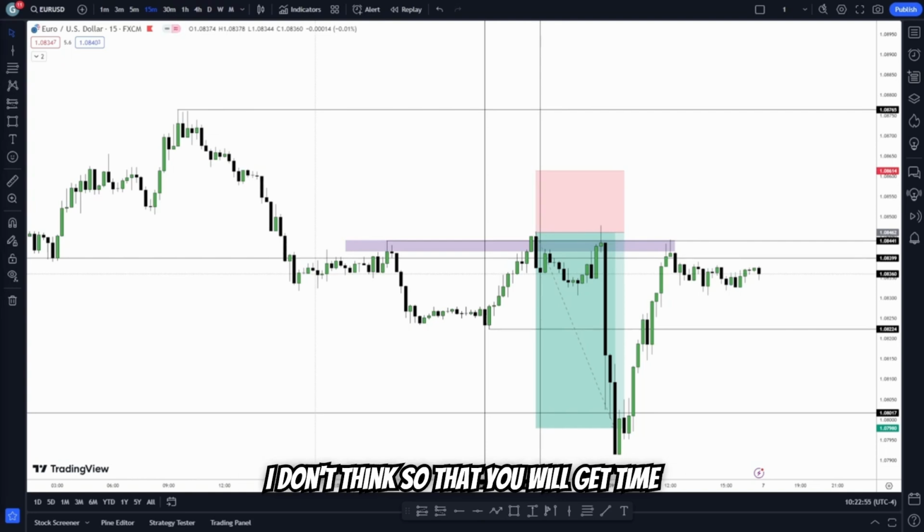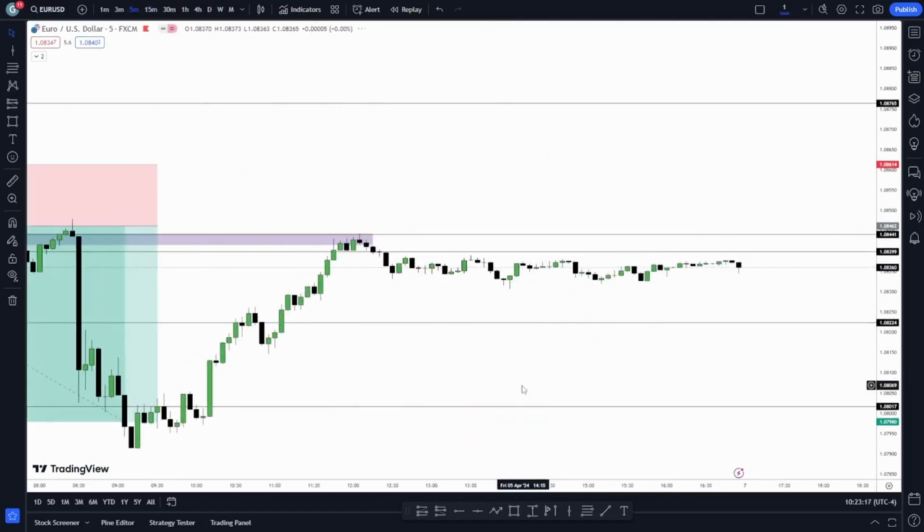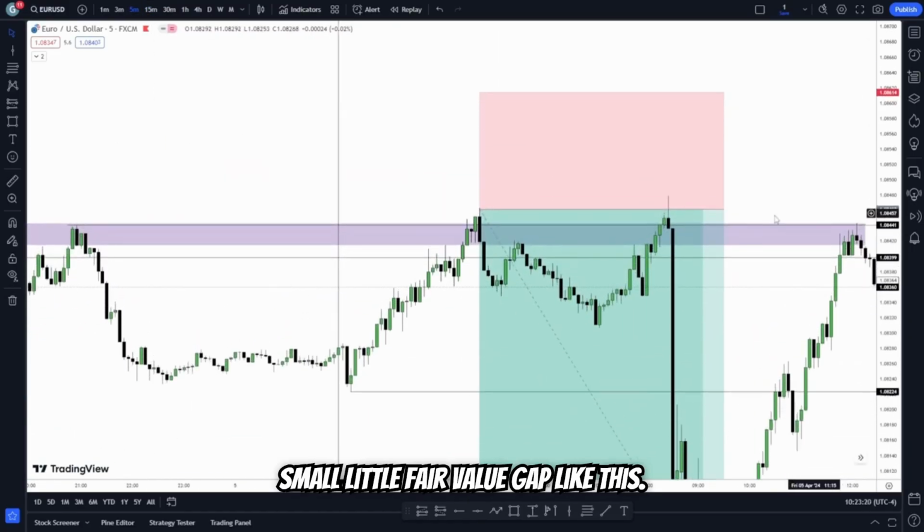You can use that, but I don't think you will get the time, because price moves fast when it takes that high or that low. Okay, when it takes the swing high or swing low, it moves fast, and it's hard for price to give you time to get in. That's why I placed it, because over here also you can see that there was a little fair value gap like this.